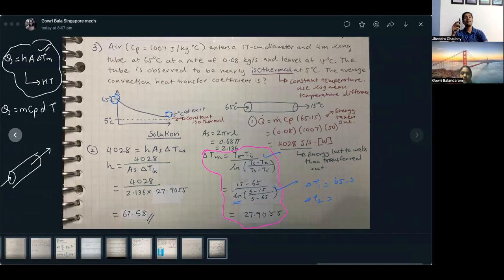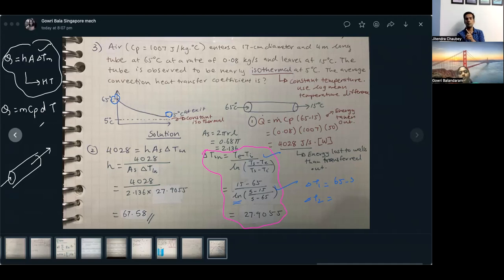Then if you are simply asked that initially it had some temperature and after losing heat it will have some different temperature, maybe the temperature reduces. So if I'm only concerned about this body, if it has lost some heat, then only for this body you will have to use the formula Q equal to mCp dT.